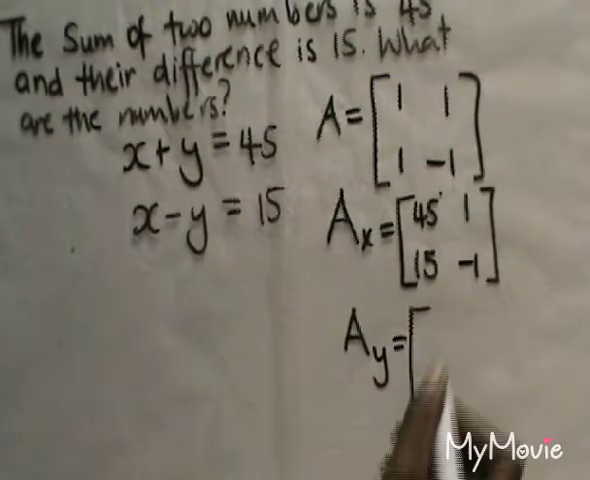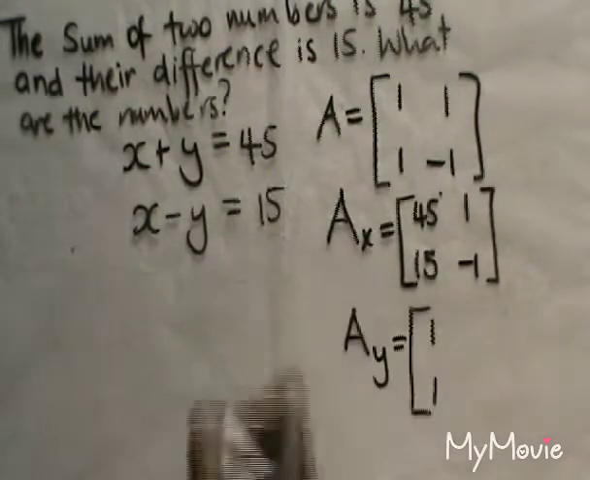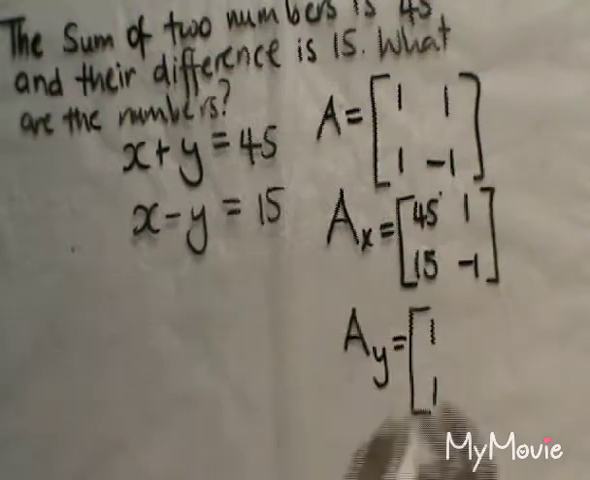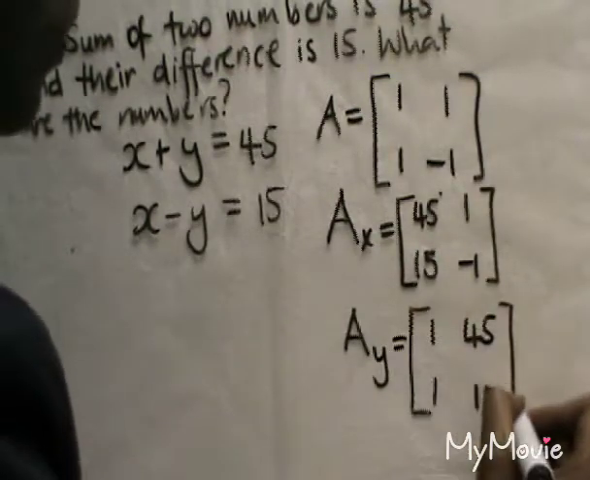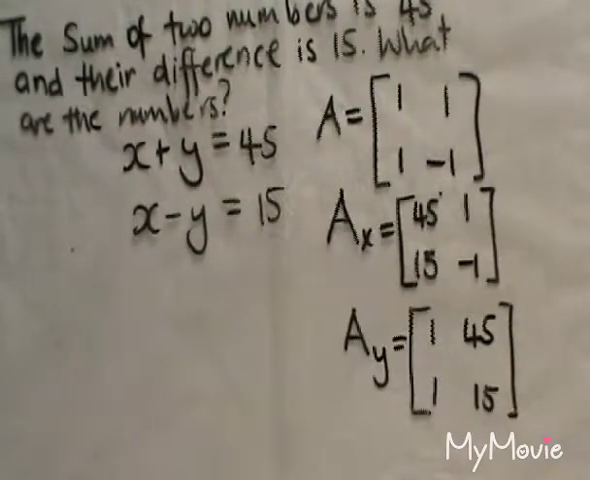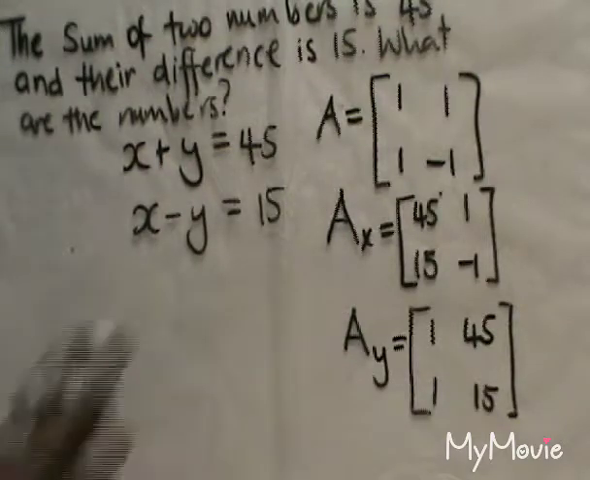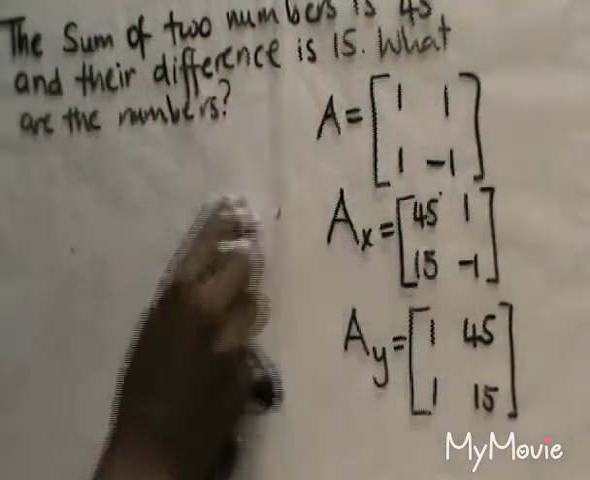Okay, so the x column stays the same. The only thing that changes is the y column. So this is 45 and 15. Okay, so I have the three matrices that I need. All I need to do now is work out what each of their determinants are, and then I will substitute them into the formula for Cramer's rule. So I'm going to make some space over here.